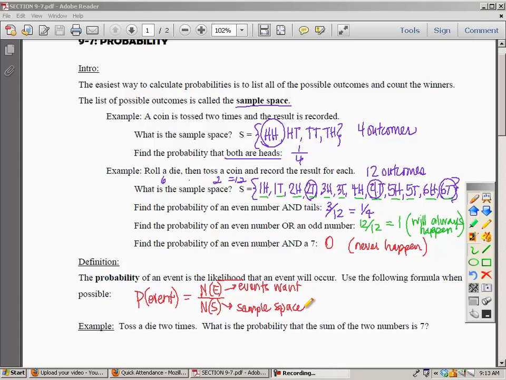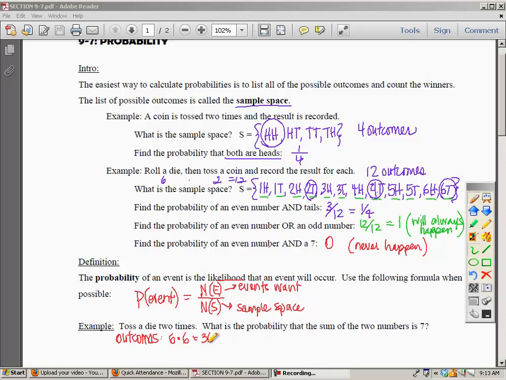Let's take a look at the next example. You toss a die 2 times. What's the probability that the sum of the numbers is 7? Okay, so let's list the ways to get a 7. Now, if I'm tossing a die 2 times, let's talk about the outcomes. And I'm going to start here. When I look at my outcomes, for my first die, I have 6 possibilities. For my second time of tossing it, I have another 6. So I have 36 possible outcomes.